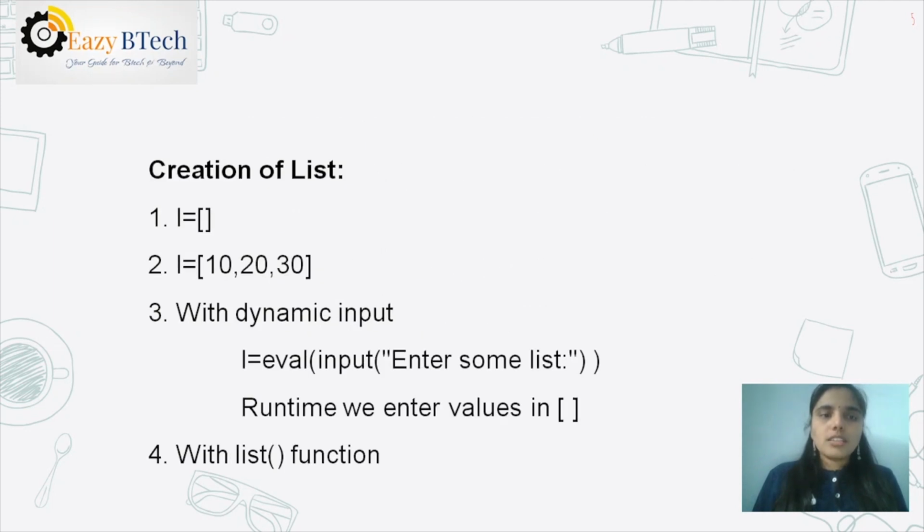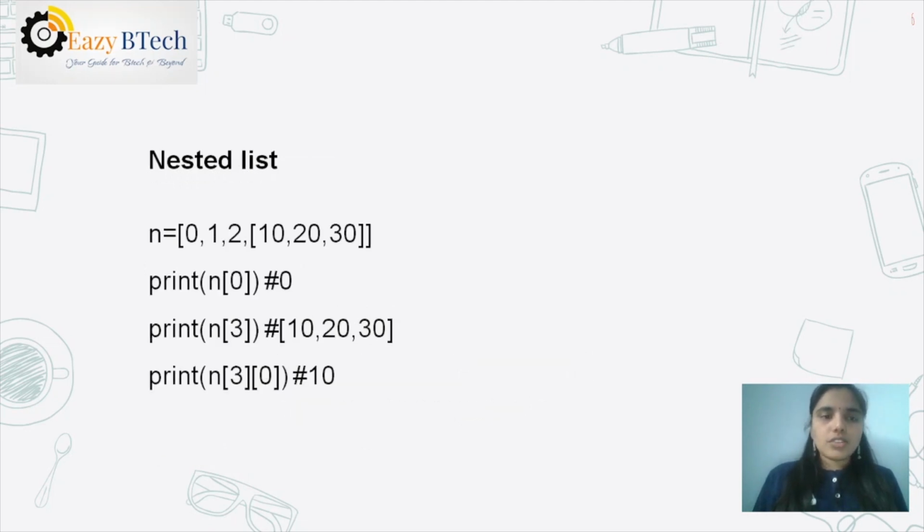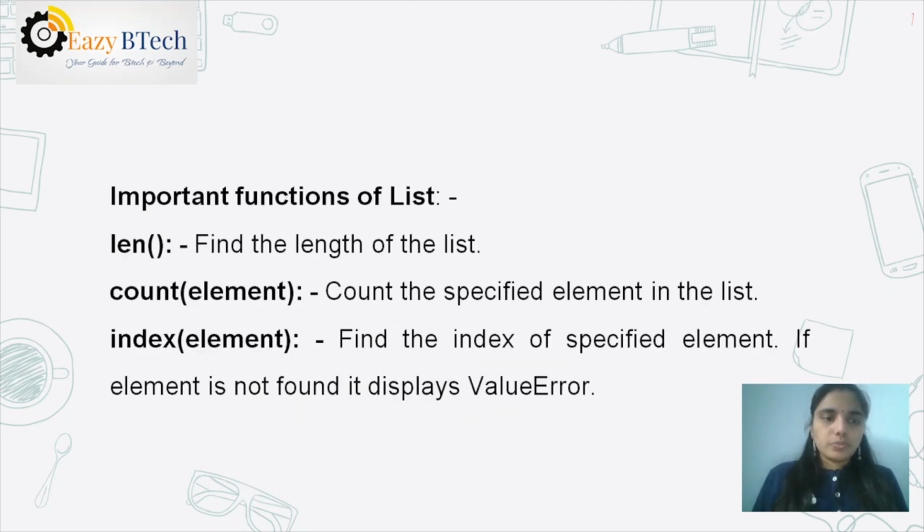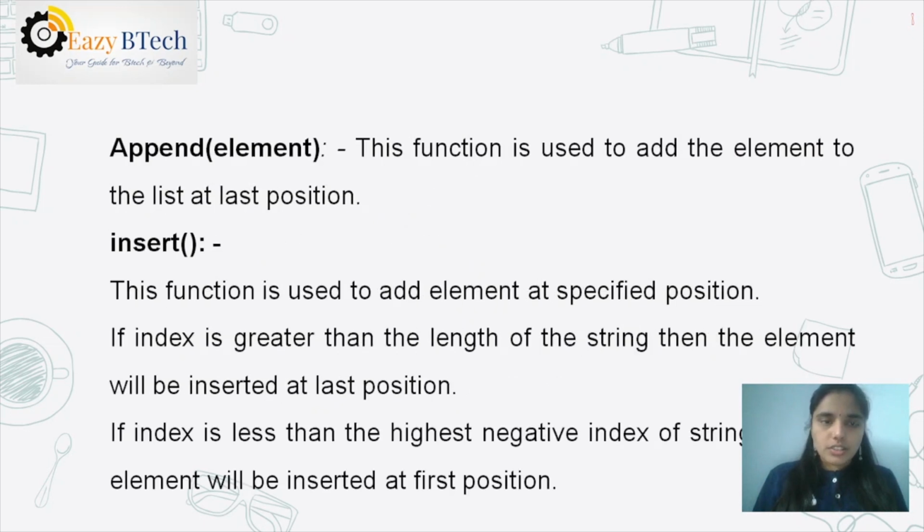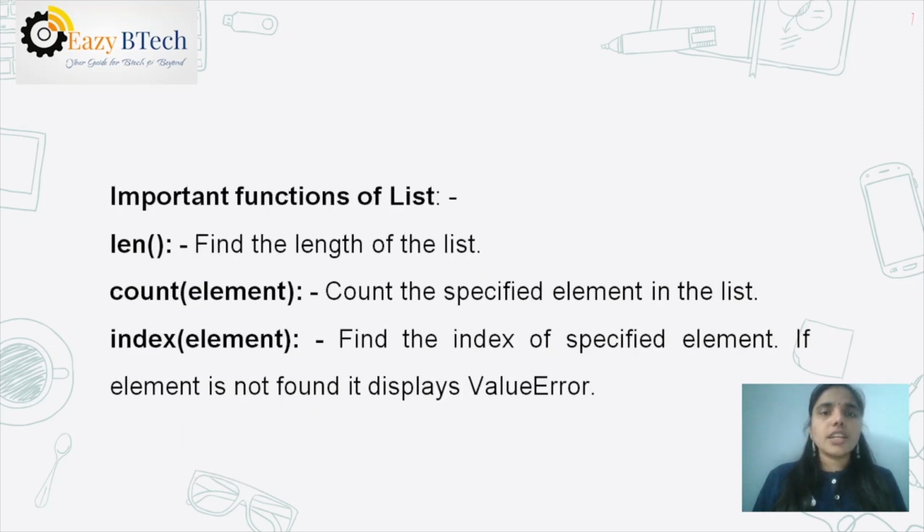How to create a list? A list can be created in 4 ways: with the list predefined function, square brackets with empty, square brackets with some objects in the list, and nested list. And I told you some predefined functions in a list. In the next session, I will tell about the remaining predefined functions of list with some example programs.